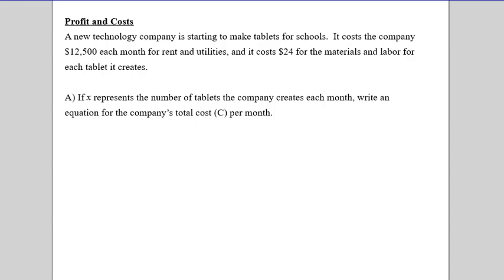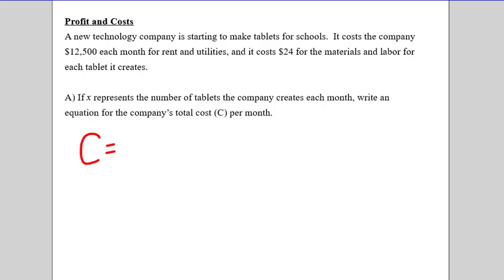All right, in this problem, we're looking at a new technology company starting to make tablets for schools. It costs them $12,500 for each month of rent and utilities, and then $24 in materials and labor for each of the tablets that it makes. And we're going to let X represent the number of tablets that the company makes each month and write an equation for the costs. So we know that the cost will equal, we think back to how we did the truck problem a few minutes ago.